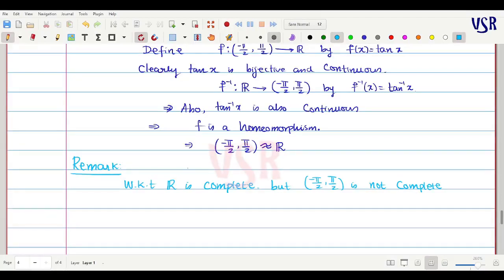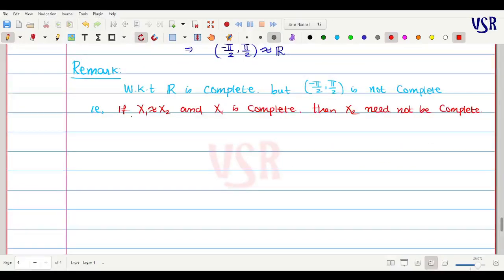Okay, what this means is that if X1 is homeomorphic with X2, and if any one of them, say X1, is complete, then X2 need not be complete. Understood? If X1 and X2 are two homeomorphic spaces, one may be complete, but the other need not be complete.